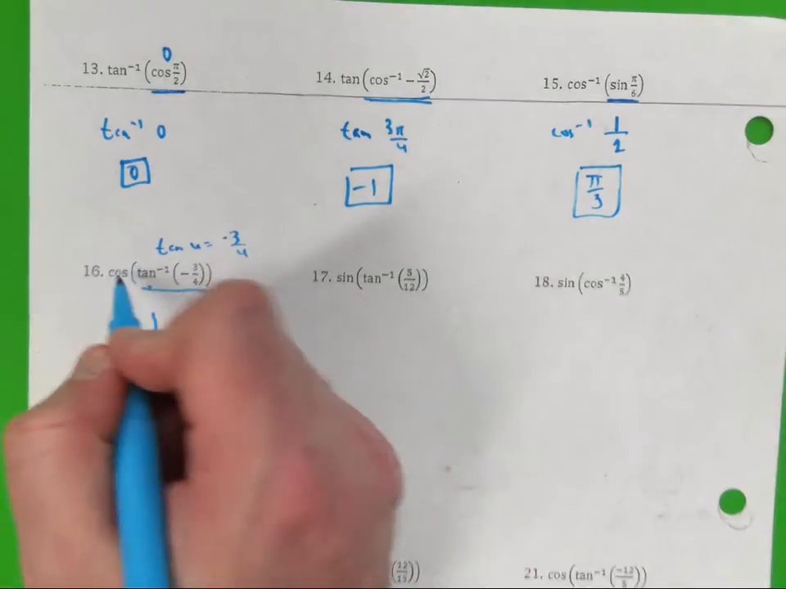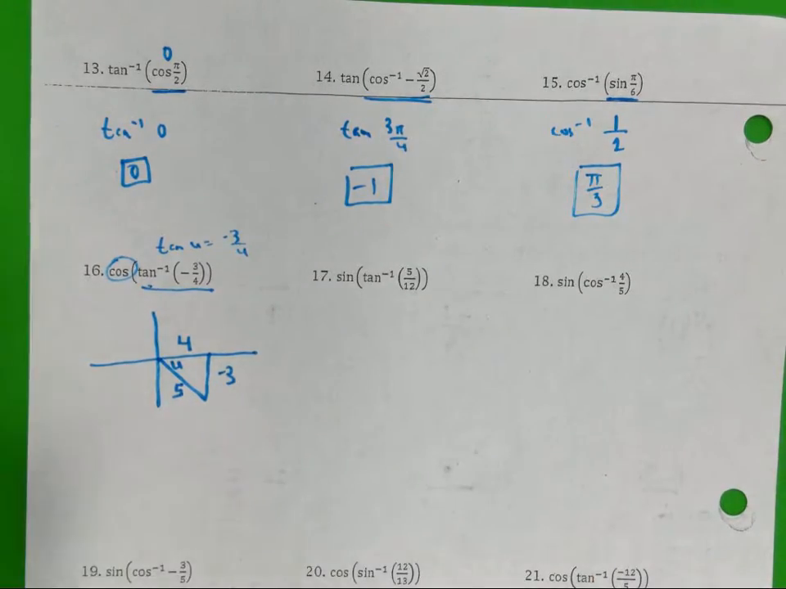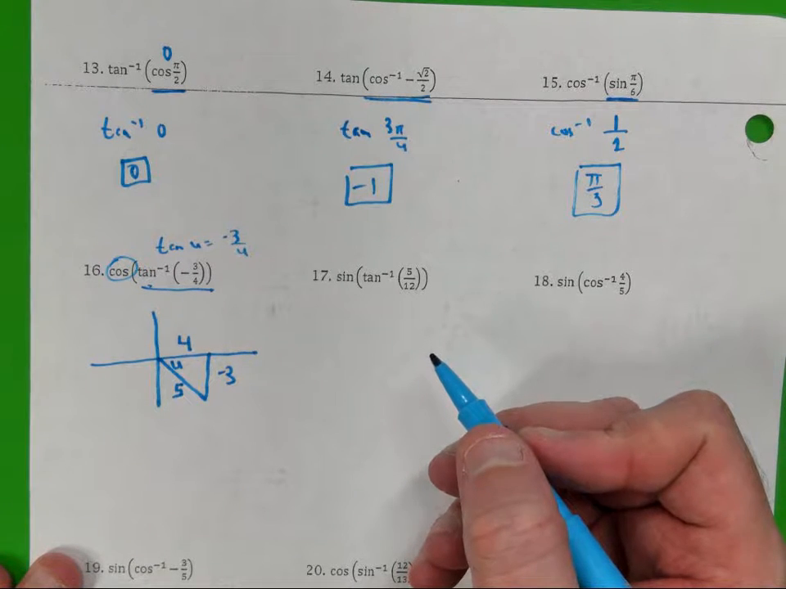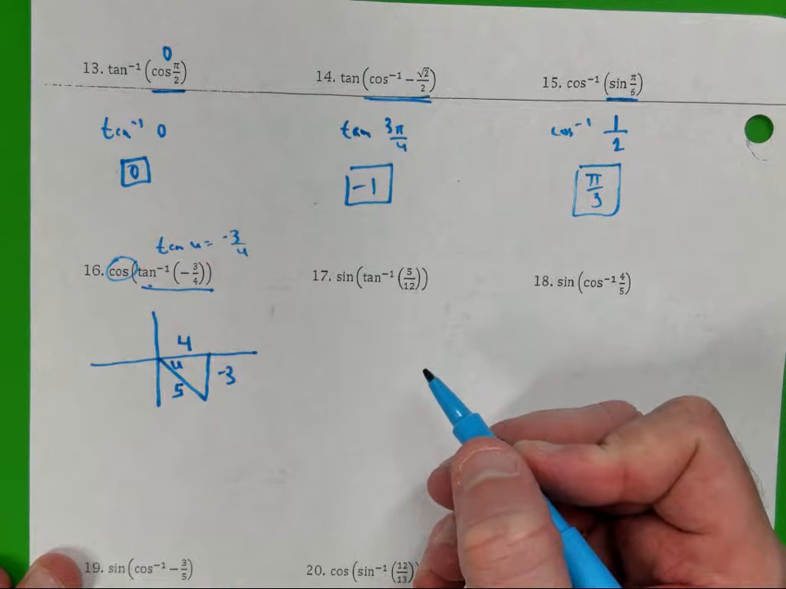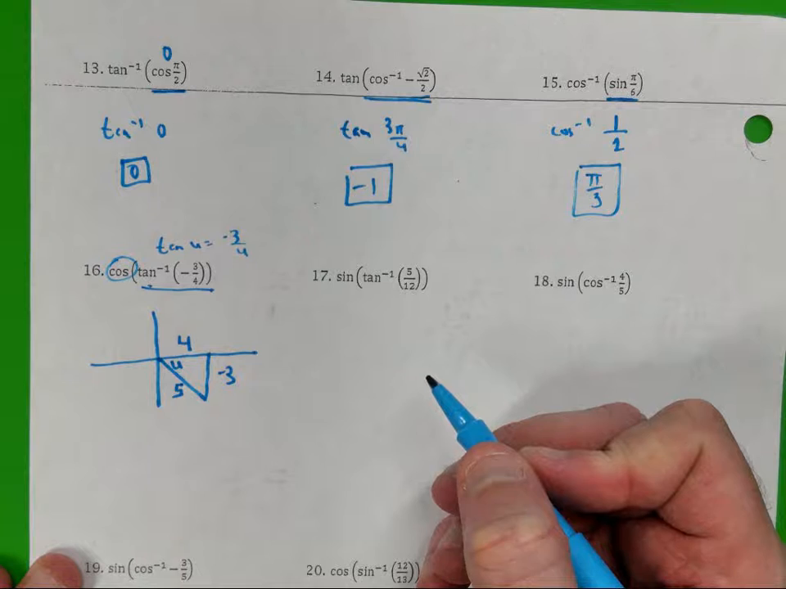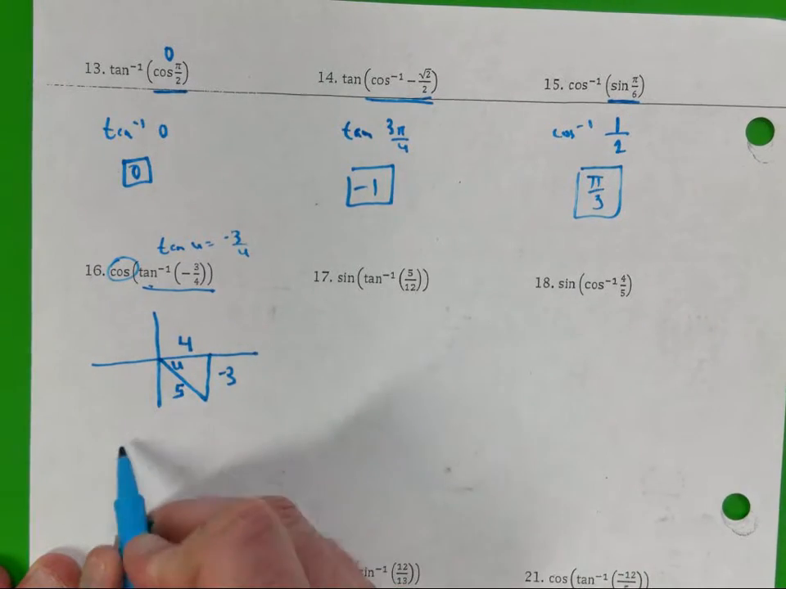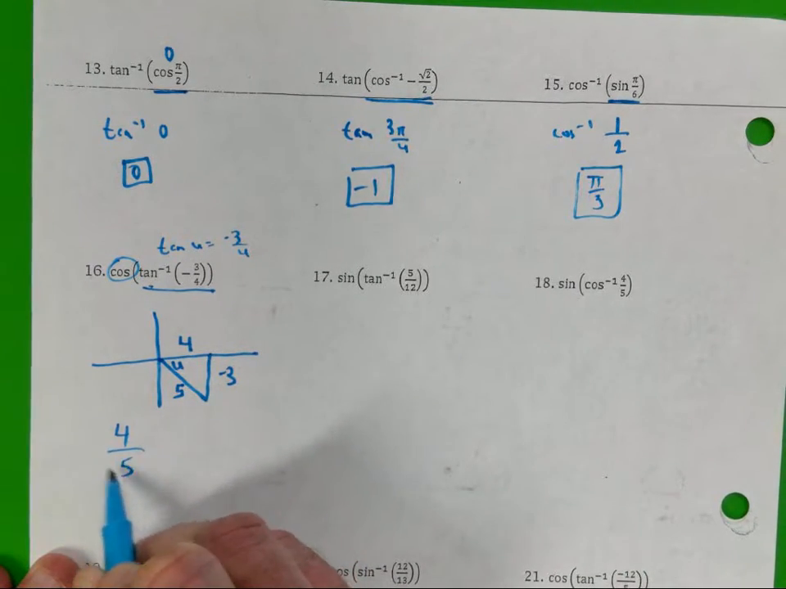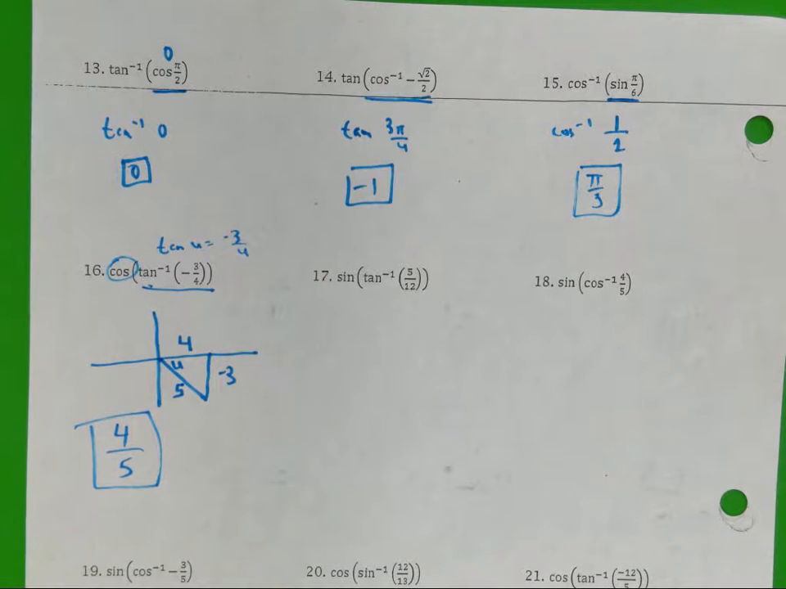Now, all you've got left is cosine. What's the definition of cosine in terms of the triangle? Adjacent over hypotenuse. What's adjacent? 4. What's your hypotenuse? That's your answer. Yes. And I probably just didn't hear it.